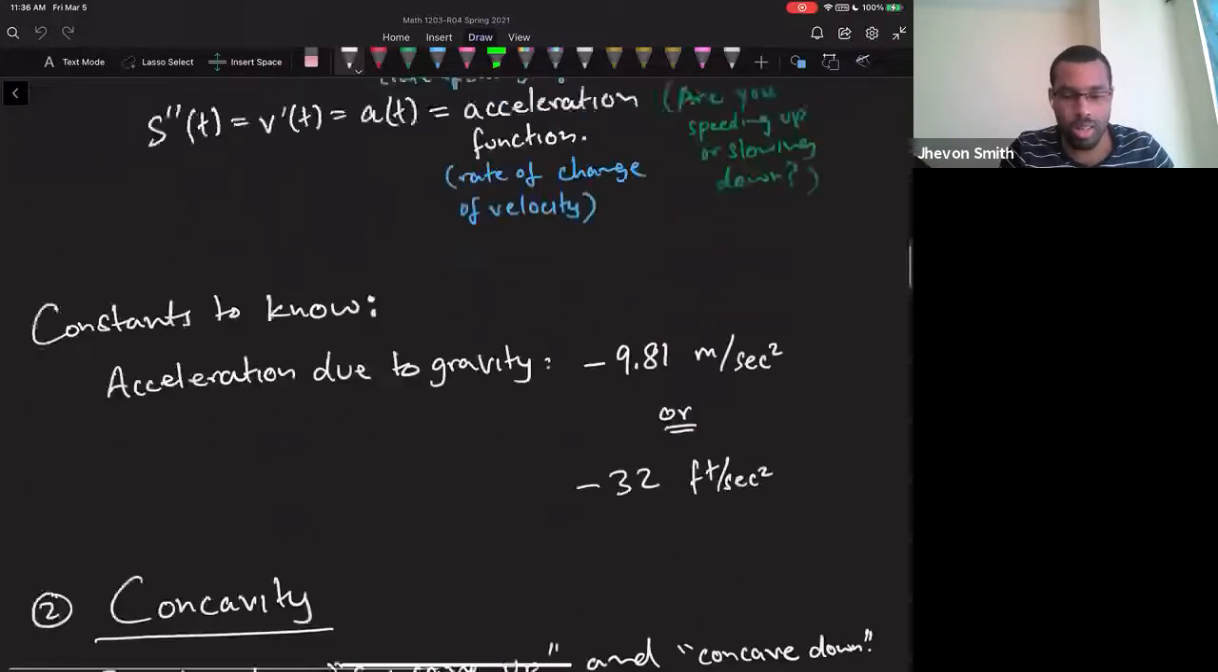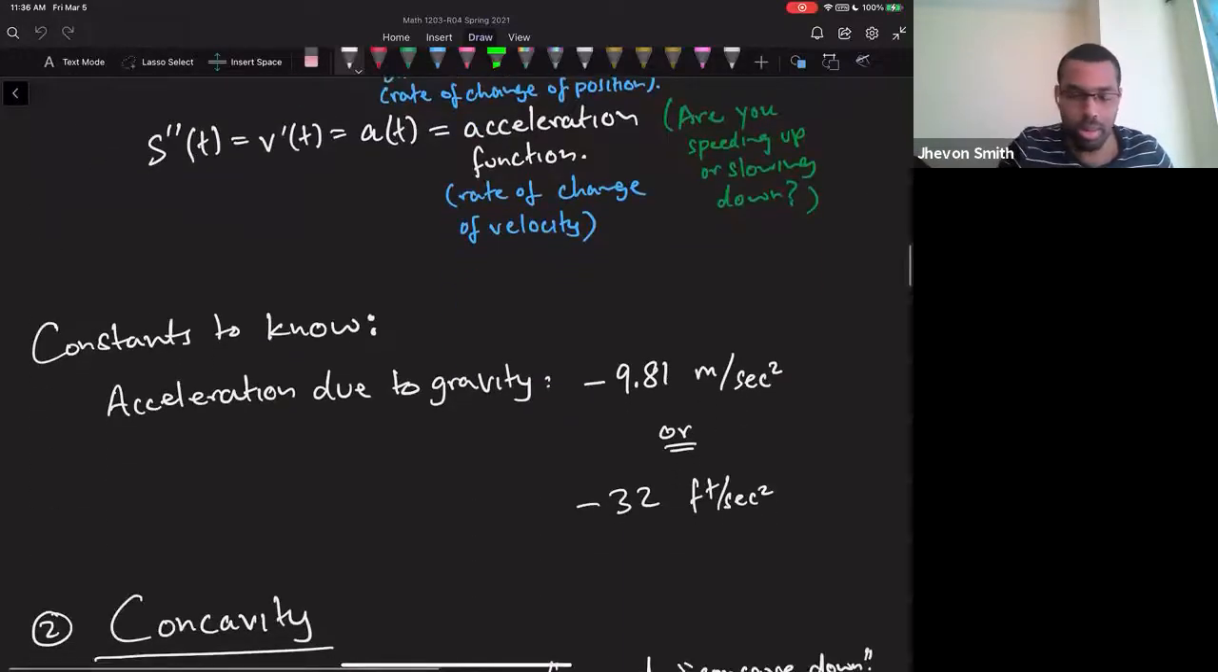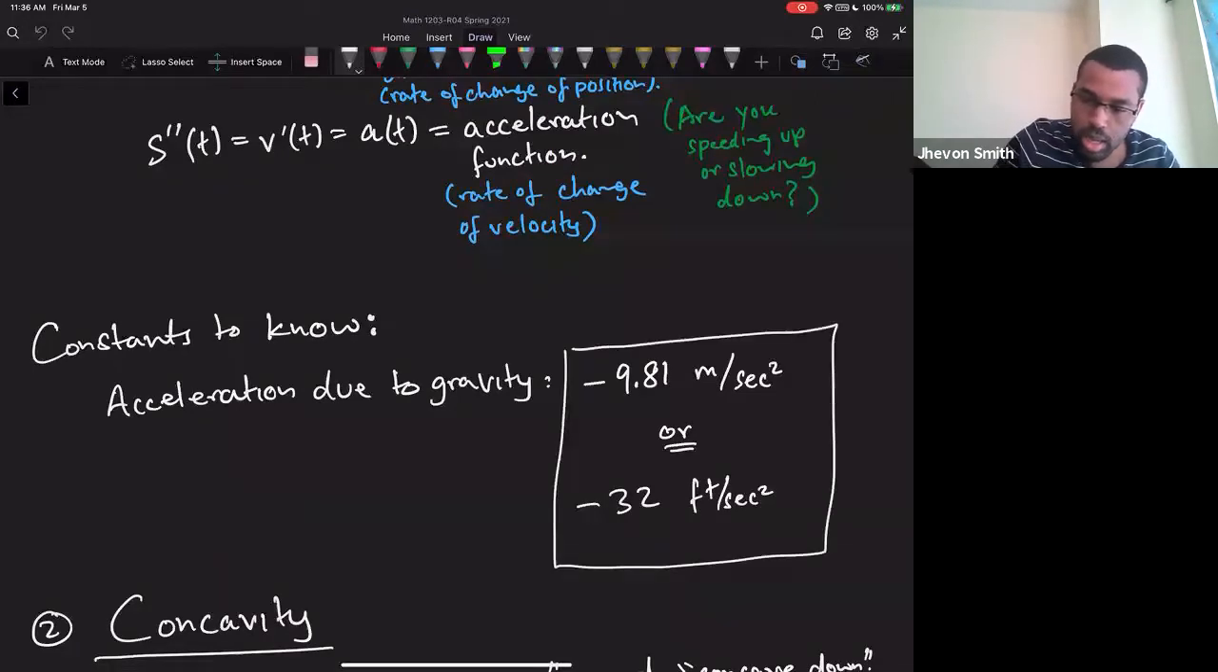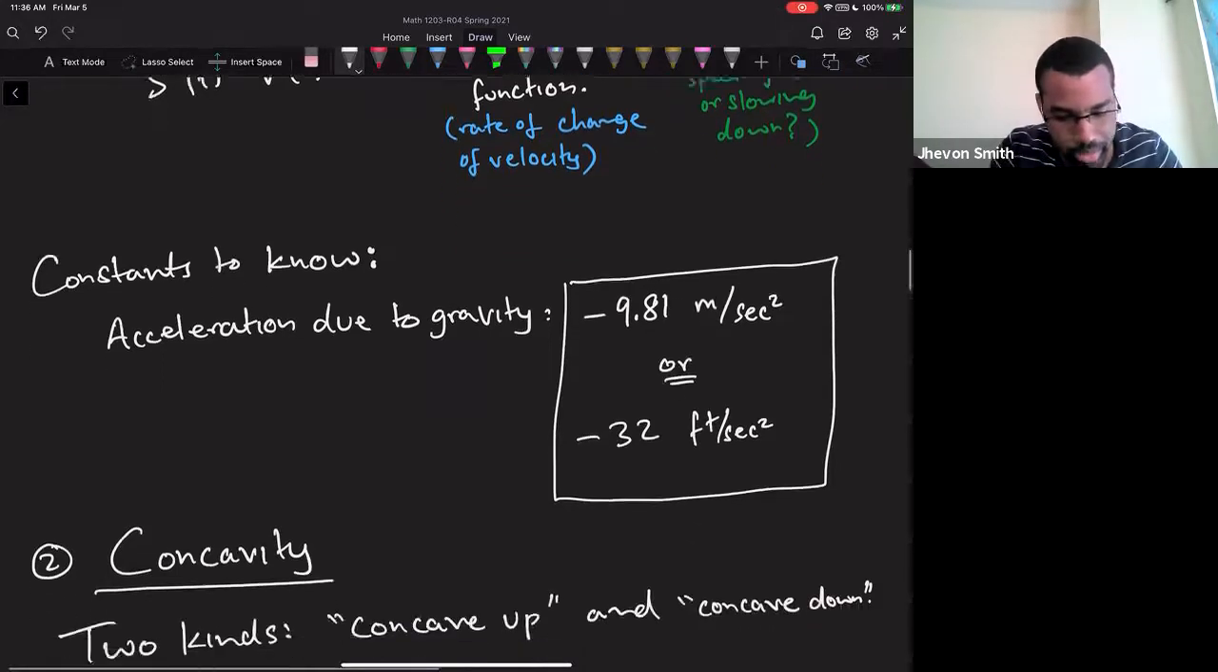There are things you should actually know. Maybe I should have put those in a box or something, but there are going to be times when you need to know this when it's not stated in the problem, so you should probably know that. So maybe 9.8 instead of 9.81, usually won't require 2 decimal places there.